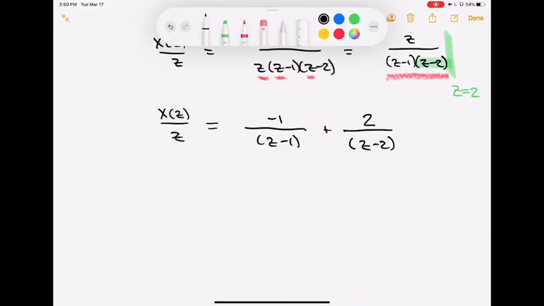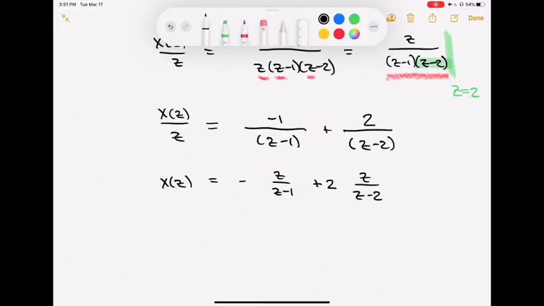Well, now we're going to go ahead and multiply both sides by z. It seems a little weird. You divide by z first, and then you multiply by z. The divide by z helps us because it keeps us in that strictly proper place. And then the multiplying by z at the end helps us because it puts that z back in the numerator like we needed. So multiplying both sides by z, I get X of z being equal to, in this case, minus z by z minus 1, plus 2 times z by z minus 2, something along those lines.